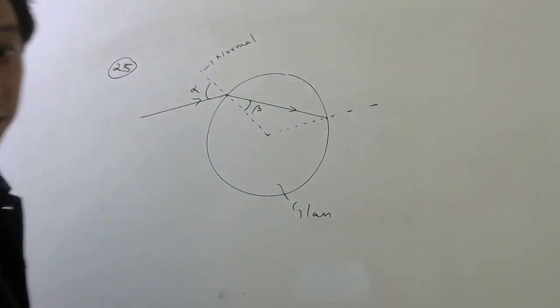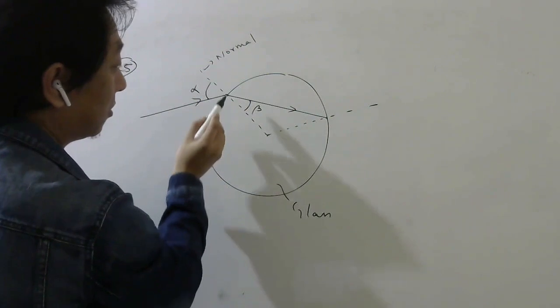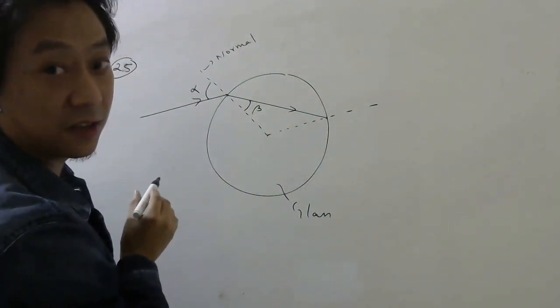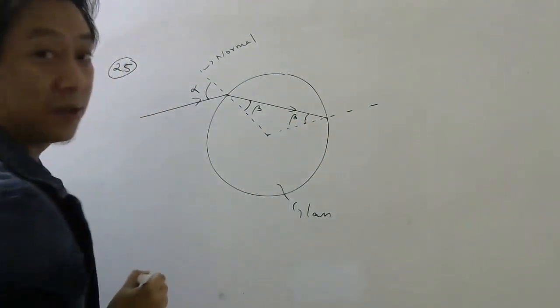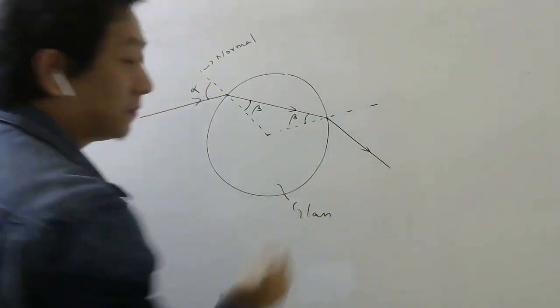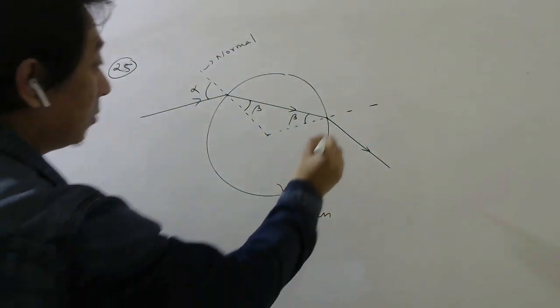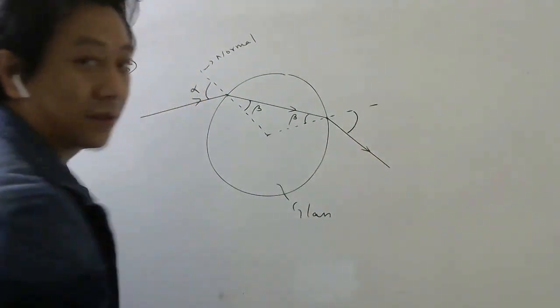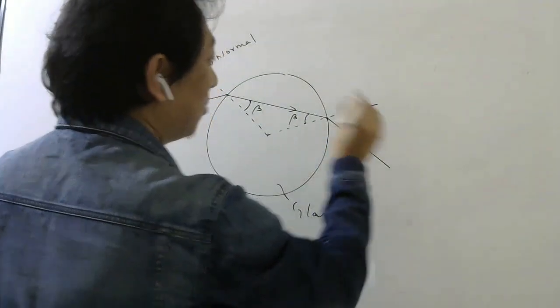So let us draw one more normal. Now look carefully. This must be an isosceles triangle, yes or no? Because this is radius, this is radius. So if this is beta, this also must be beta. Now, denser to rarer, it should bend away from the normal. What will this angle be? Think and tell me fast. It will be alpha without doing any calculation.